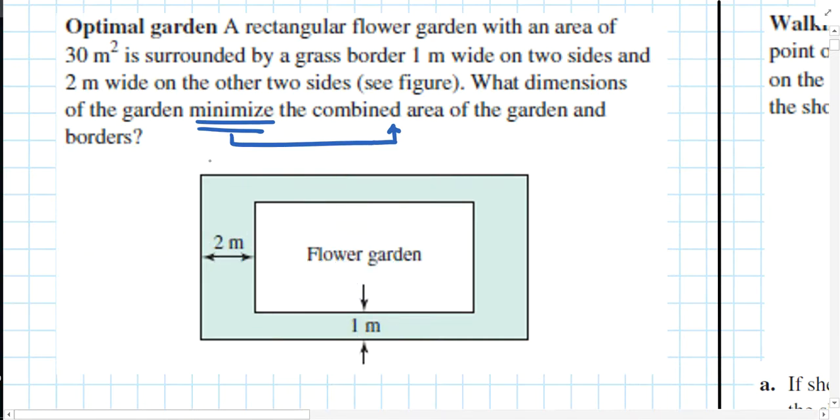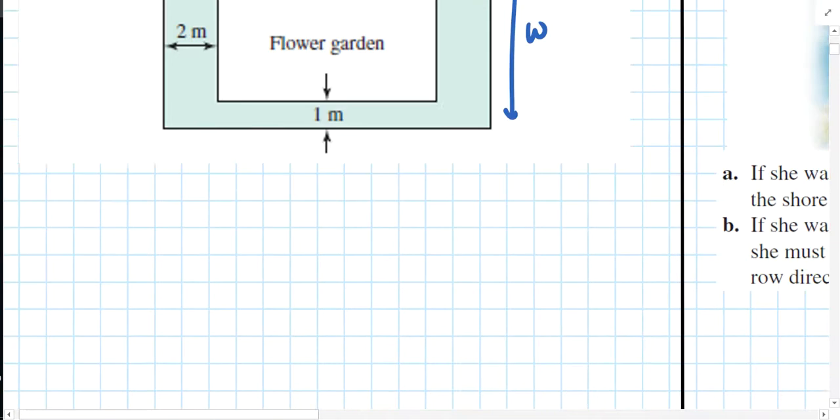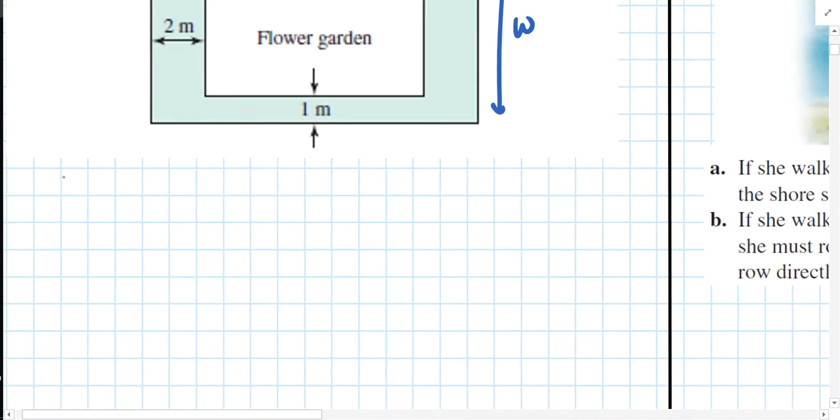But in all honesty, it would be easier to recognize that the combined area of this entire shape is quite literally the length and the width of the outer dimensions. So as far as objective goes, I'm going to say that the objective is to minimize the area function that is defined as length times width.